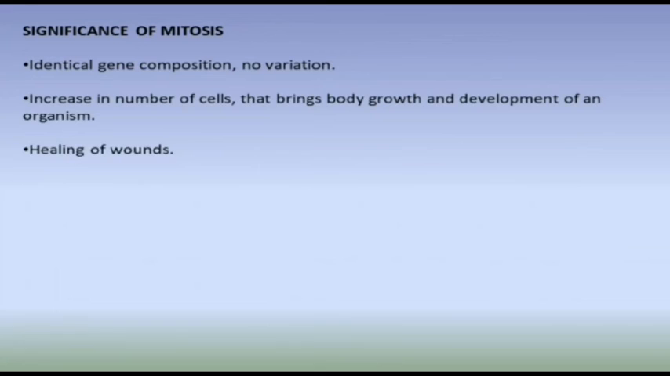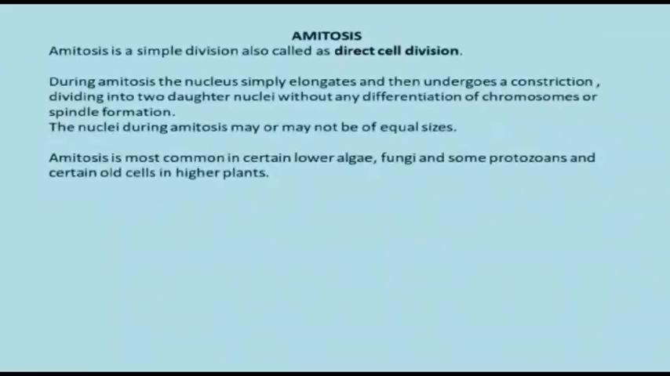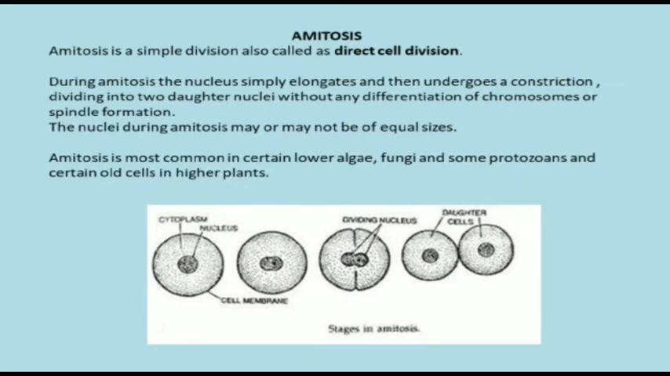Now what is the significance of mitosis? It has identical gene composition, no variation, and an increase in the number of cells that brings the body growth and the development of an organism, and the healing of wounds. What do you mean by amitosis? Amitosis is a simple division, also called direct cell division. During amitosis, the nucleus simply elongates and then undergoes a constriction, dividing into two daughter nuclei without any differentiation of the chromosomes or spindle formation.